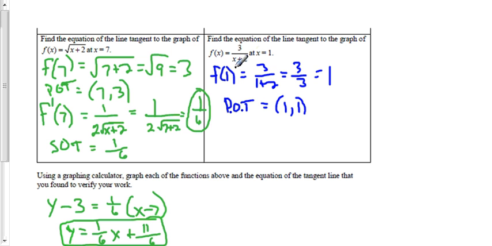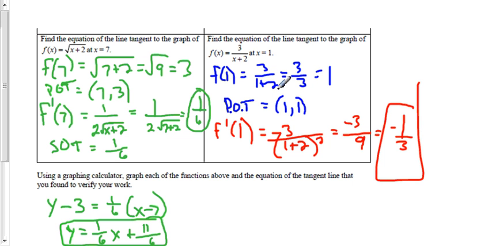And again, I'm trying to find out where that point of tangency occurs. So I'm letting x equal 1, and I'm substituting in, and I find out that y equals 1. So it's going to touch the point at (1, 1). I found the point, so now I want to find the equation. So what do I need for an equation? I need a point and a slope.